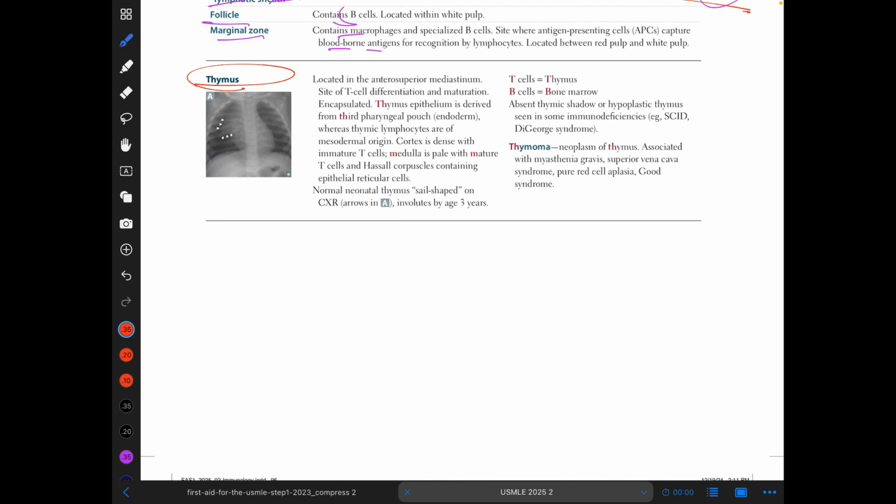Now I'm going to start over the thymus. The thymus is the main part for the maturation of T cells. It's located anterior superior to the mediastinum, and it is the site of T cell differentiation and maturation. And it's encapsulated. The main fact about the thymus is that the thymus epithelium is derived from the third pharyngeal pouch from the endoderm.